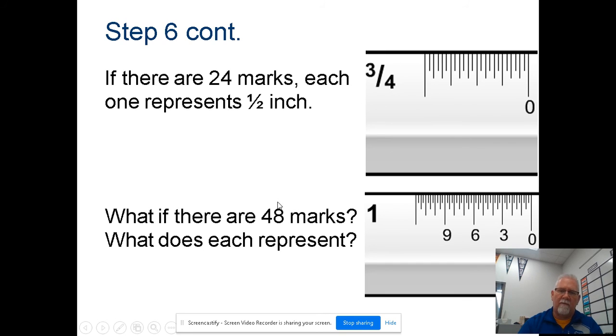What if there were 48 marks? What does that represent? Well, a lot smaller, right? We're not going to get that defined in our class. We're probably only going to go as small as a 3/4 inch scale. If you were to do the math, though, twice as many marks on this scale as there are here means each mark is a 1/4 inch.